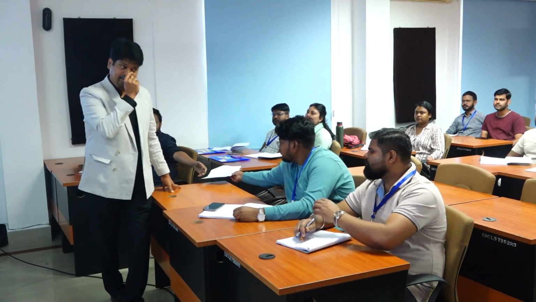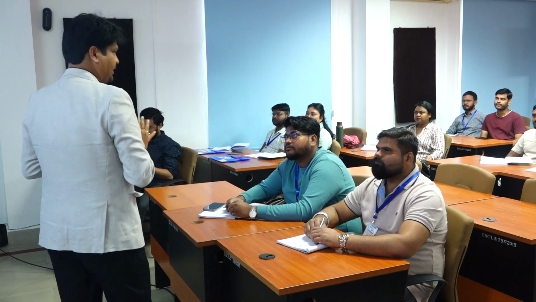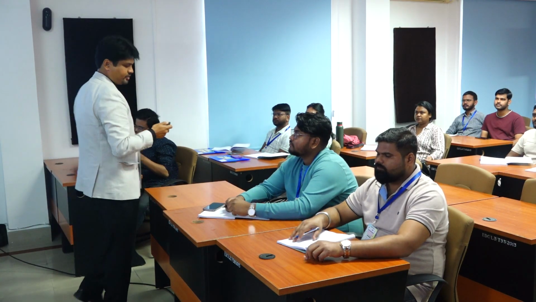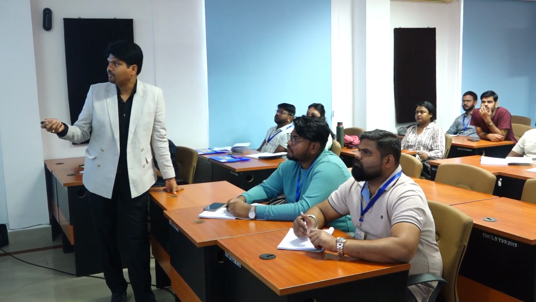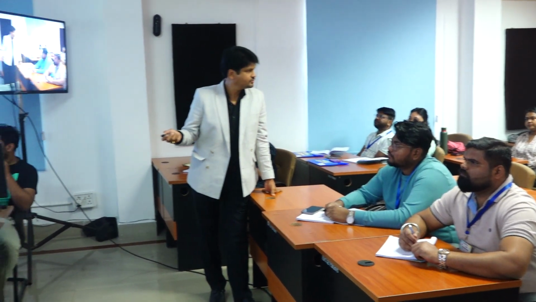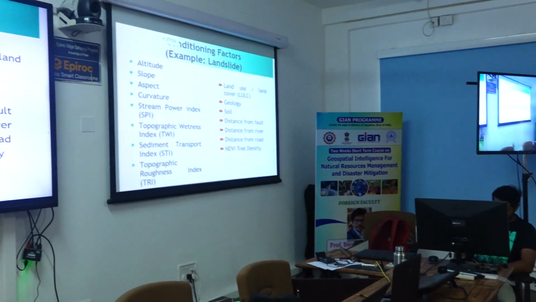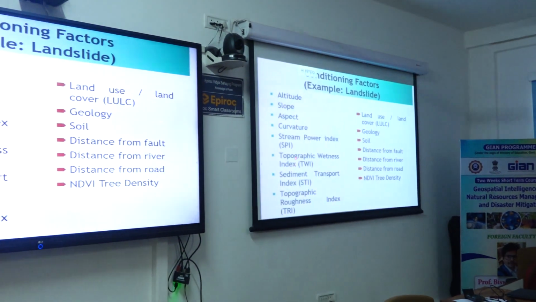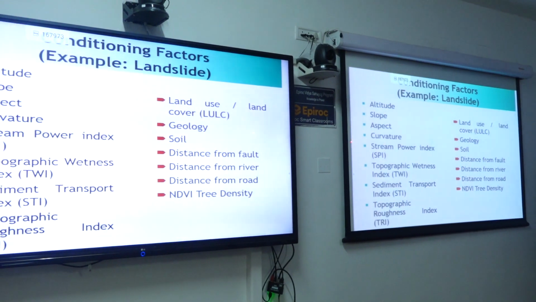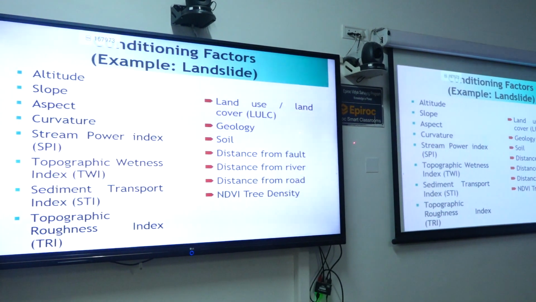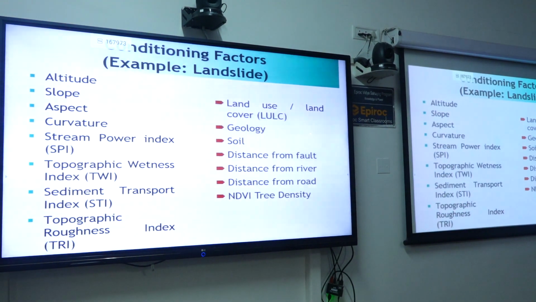Now, let's look at one particular application, the landslide. So what are the things we have? We have many kinds of parameters that you can use. Altitude is the height information which you can derive from the DEM, digital elevation model. Slope you can derive from altitude. DEM aspect also you can derive from the DEM. Curvature also you can derive from the DEM. Stream power index also you can derive from the DEM.